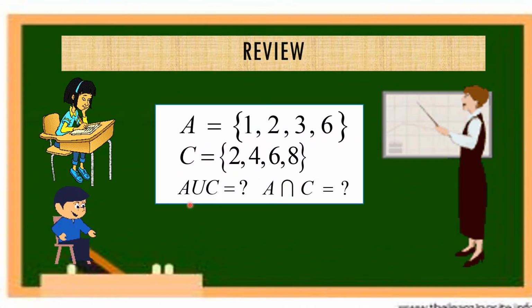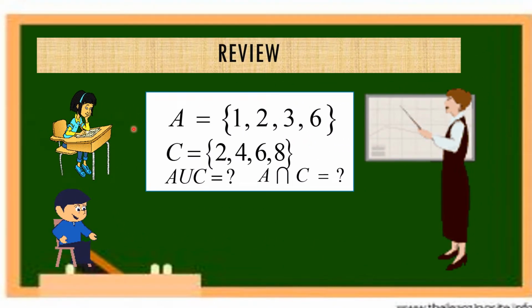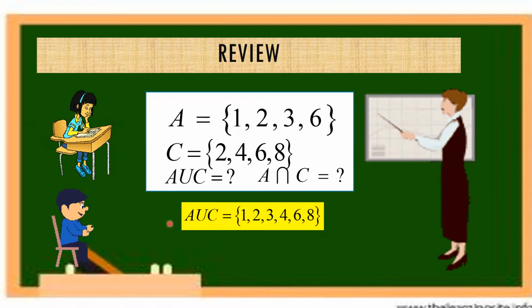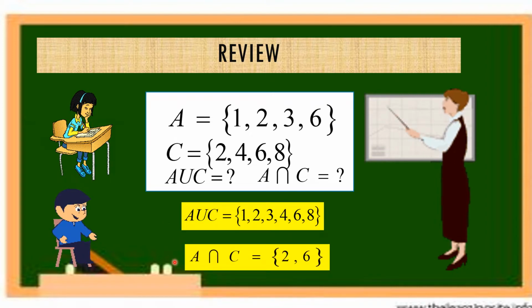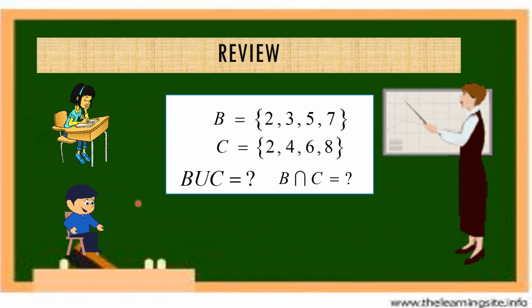We need to find A union C and A intersection C. So for our answers, A union C, we have 1, 2, 3, 4, 6, and 8. For A intersection C, we have 2 and 6. We have another review. We need to find B union C and B intersection C.